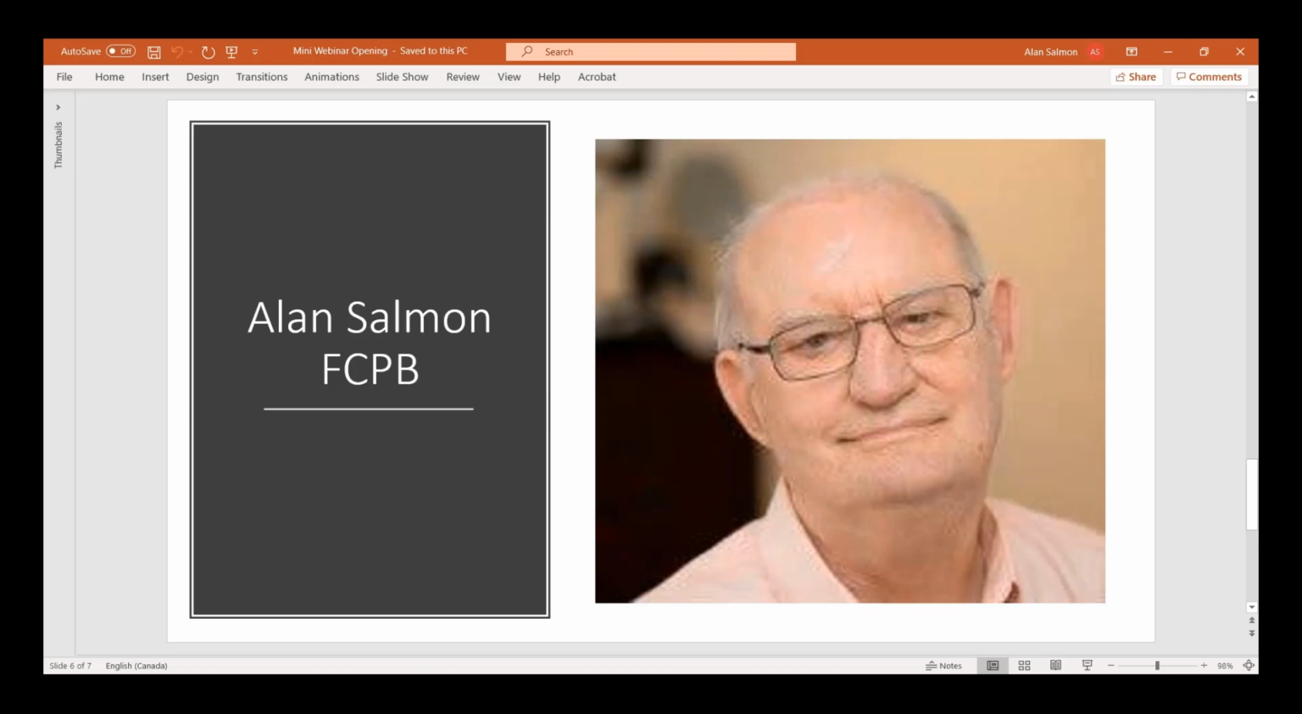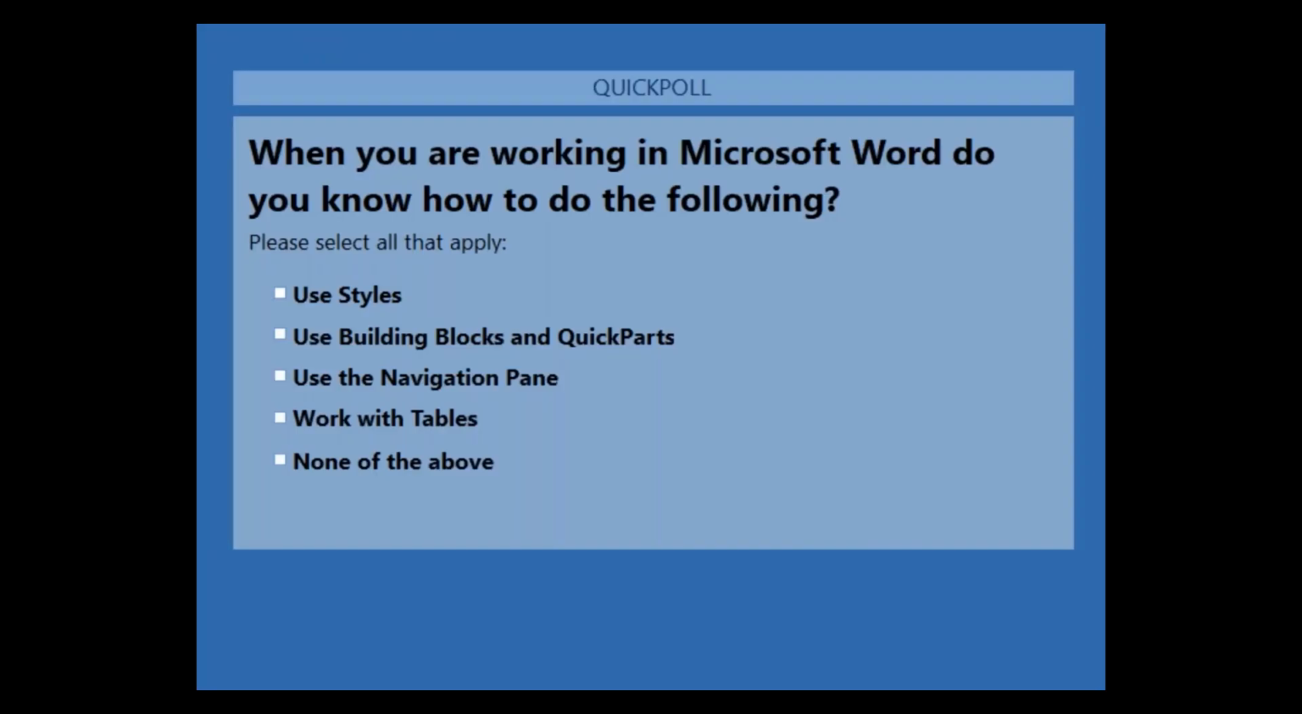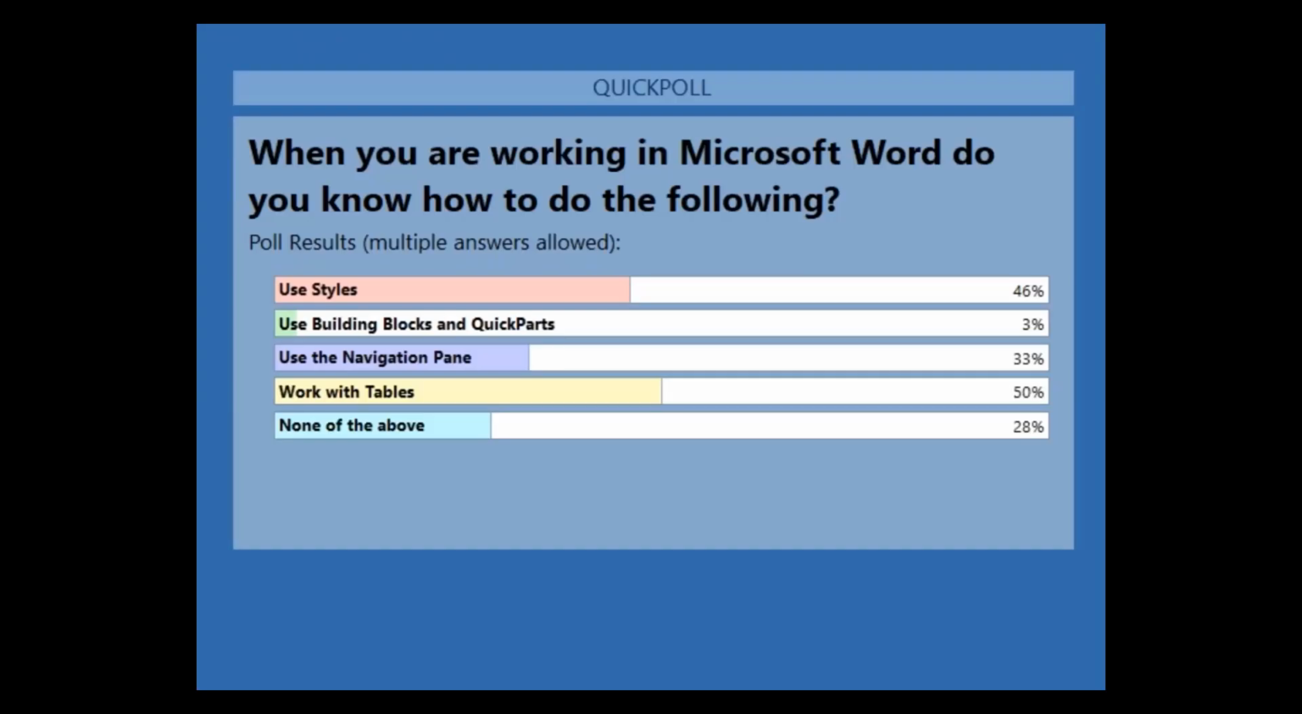Thank you for that, Alan. Good morning or good afternoon, folks, wherever you are in the world today. The polling question turns your screen blue, and we're asking you, when you're working with Microsoft Word, do you know how to do any of the following? You can select more than one: styles, building blocks and quick parts, the navigation pane, working with tables, or perhaps none of the above, in which case you're in the right room for some good learning today. We keep our polls open until we see 90% participation, and we're just right there. Thank you for your quick responses. I'll be counting you down from 5, 4, 3, 2, and 1, and I'm going to close the poll and share the results with you, Alan.